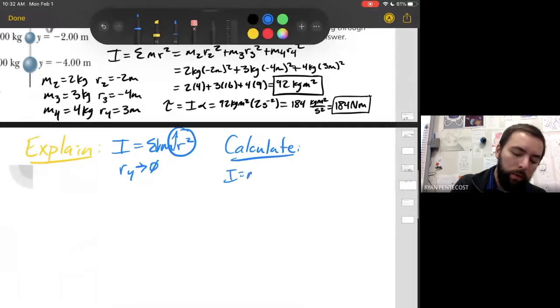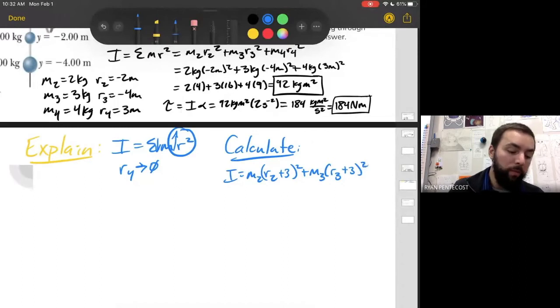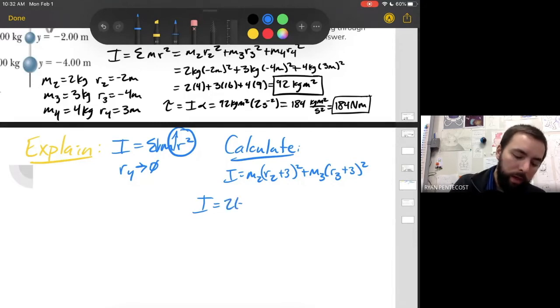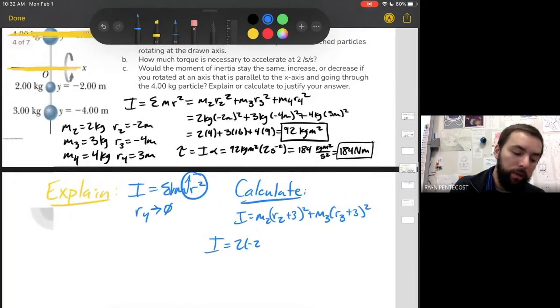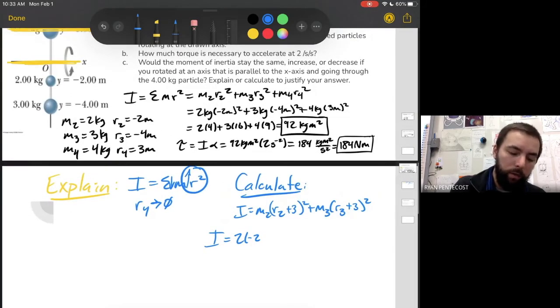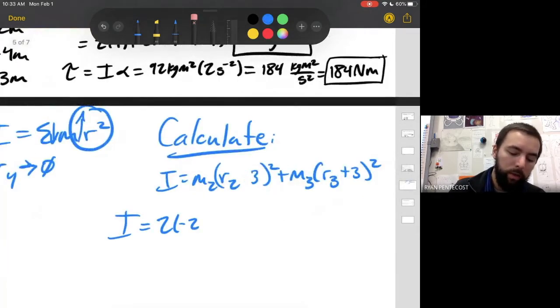I will equal m2 times (r2 plus 3) squared plus m3 times (r3 plus 3) squared. And then m4, r4, they're negated because the radius is 0. So we'll say that m2 is 2. The radius is negative 2. But now we're going to increase that by 3. So that really should be minus 3, right? Because we're increasing their length.